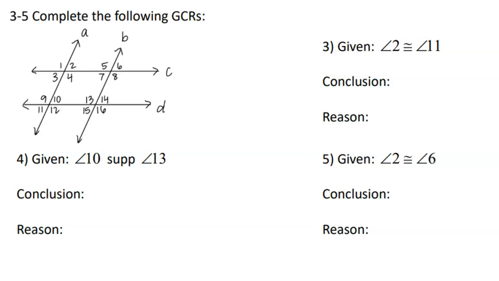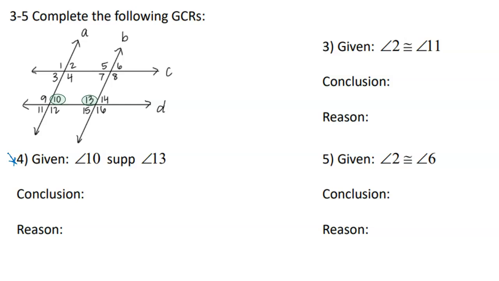So here are some to try. I'm looking at knowing something about the angles. I should be able to decide something about the lines. So for example, I did these out of order, but this is number 4. If I know that 10 is supplementary to 13, this is number 4.